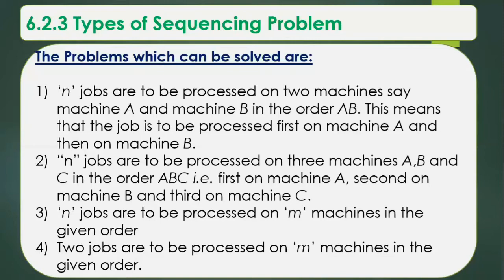And another problem which can be solved is M jobs are to be processed on M machines in the given order. And finally, 2 jobs are to be processed on M machines in the given order. Okay, so these are the 4 different types of sequencing problems that we have.